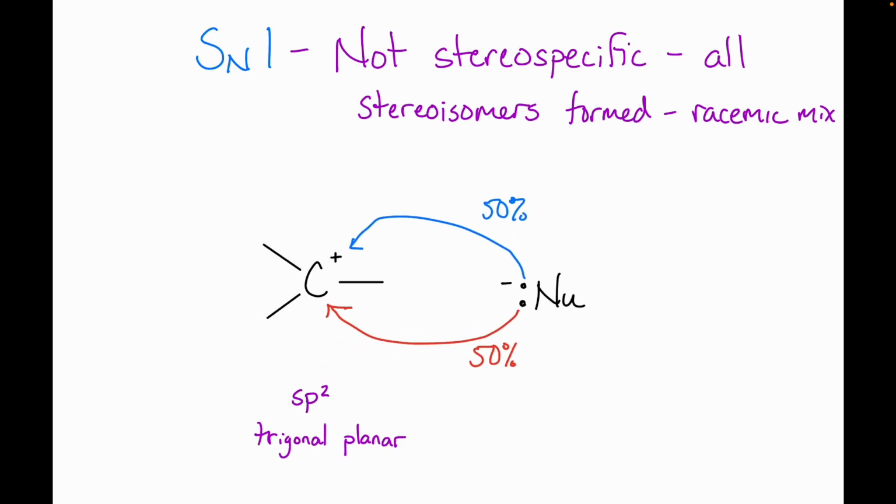All stereoisomers are formed. Why is that? Because our carbocations are flat. Right? There's no preference in terms of the direction in which the nucleophilic attack is going to occur, which is not the case in the SN2 reactions. In the SN2 reactions, the nucleophile can only attack from one direction. Here, because it first forms this flat carbocation intermediate, your nucleophile can attack from both directions, giving you both possible stereoisomer products. Again, what we call a racemic mixture.